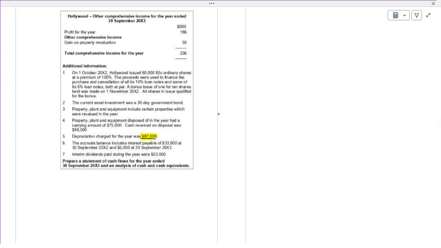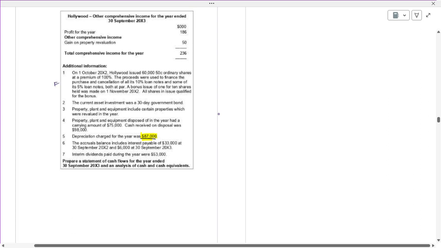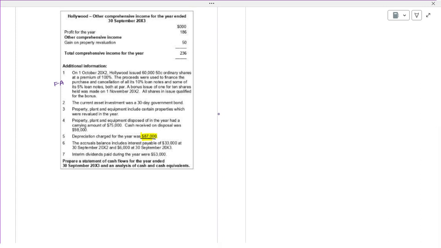They have taken this on the issue. This will come in financing activities. The current asset investment is a 30-day government bond. We will see what the current assets are. Property, plant, equipment is revalued. And now you see property, plant, equipment disposed in the year, 75,000. What is the cash received?